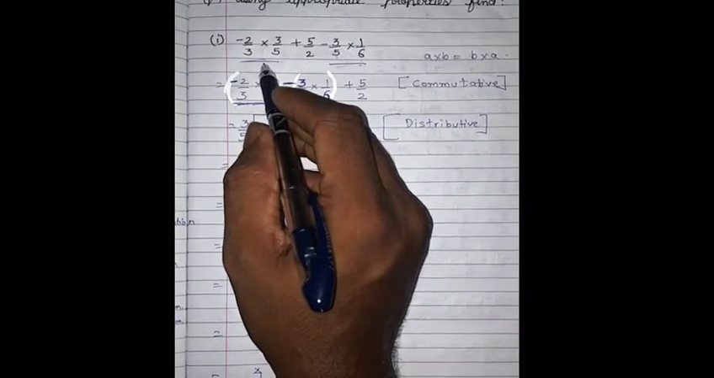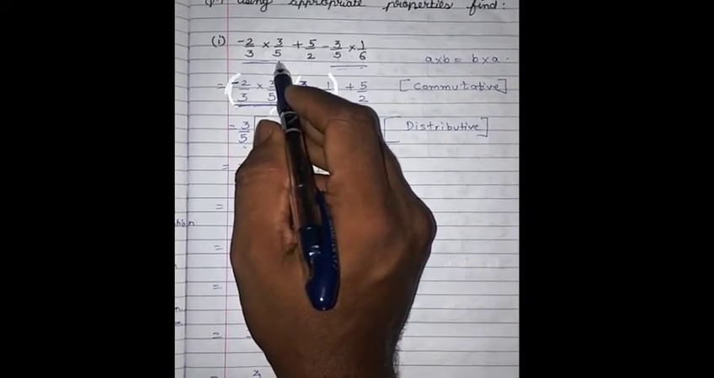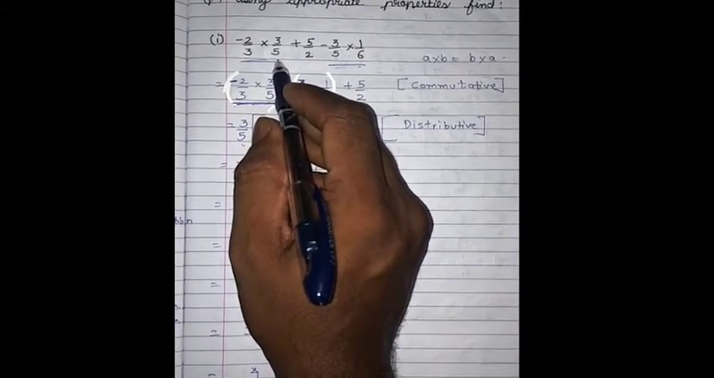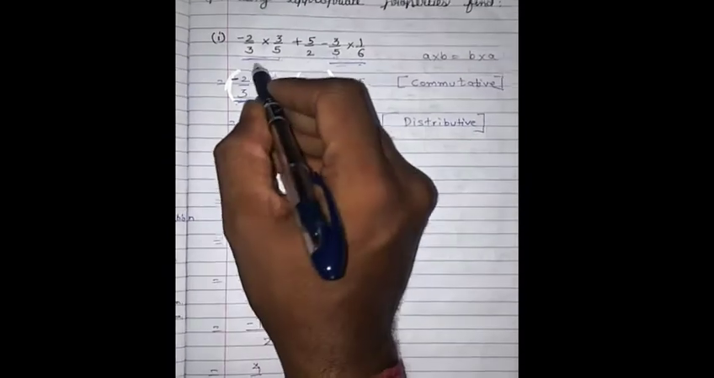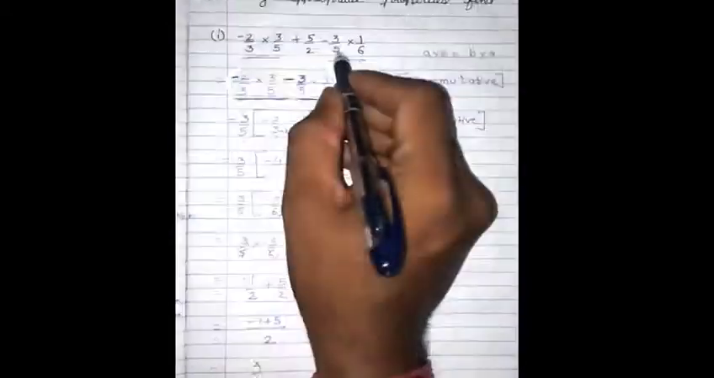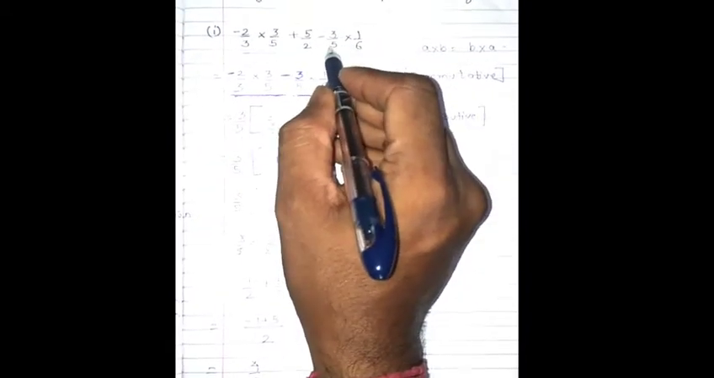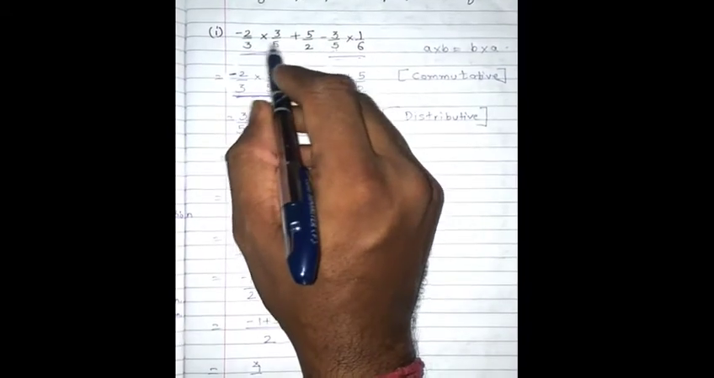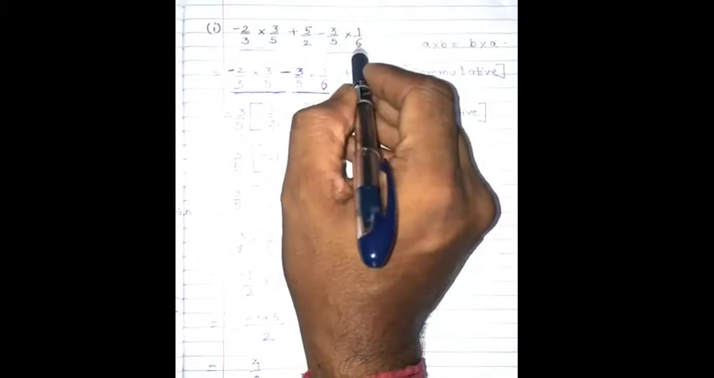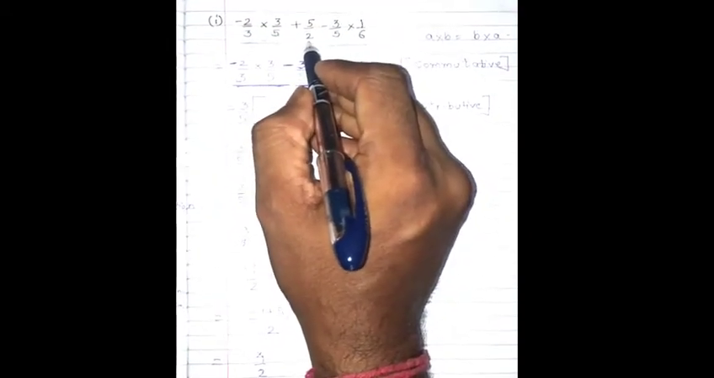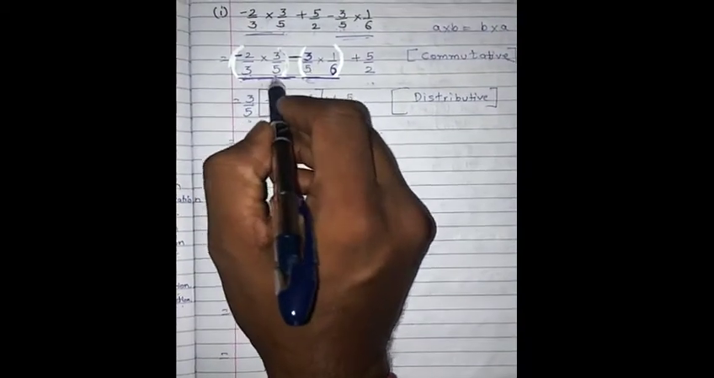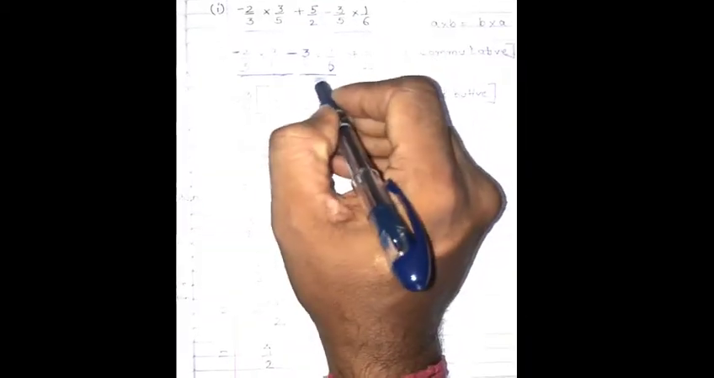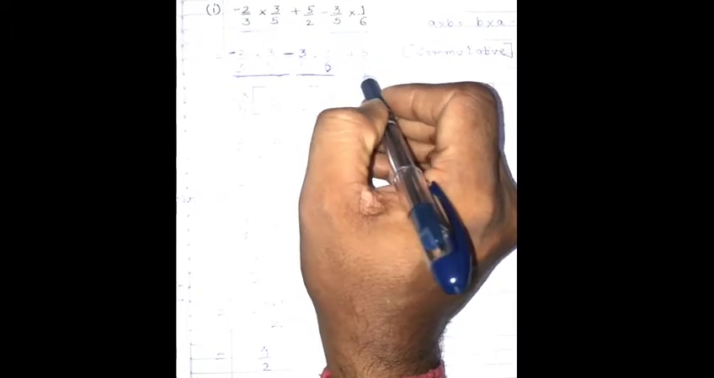Now here, what I will do first, I will try to see if any number is repeated or not. See here, 3 upon 5 and 3 upon 5. So I will try to make a pair of these two and a pair of these two, because these two are in multiplication form and these two are in multiplication form. So I will write this 5 upon 2 aside. First write these two values over here, then write these two values over here, then plus 5 upon 2.